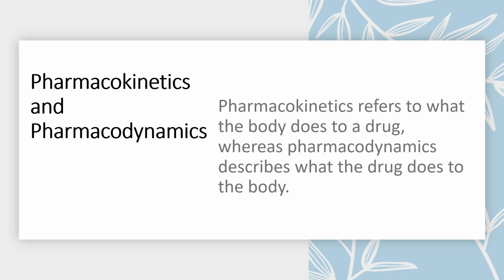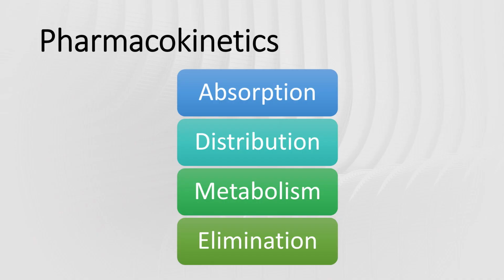Basically, pharmacokinetics is what the body does to the drug, while pharmacodynamics is what the drug does to the body. Pharmacokinetics includes these four steps: absorption of the drug, distribution of the drug, metabolism of the drug, and elimination of the drug from the body.